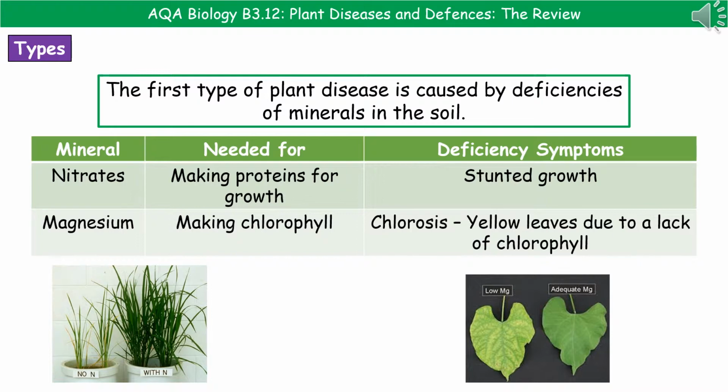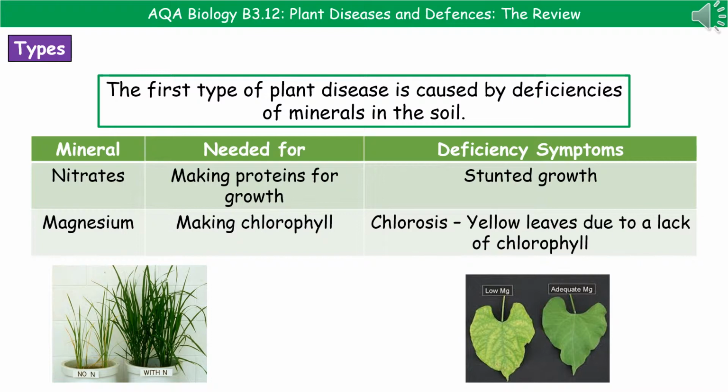and therefore they show deficiency symptoms. For AQA, there are two minerals you need to know about. The first one is nitrates, and the nitrates are needed to make protein so the plant can grow. So a lack of nitrates means that they've got stunted growth, and you can see that in the picture in the bottom left. The second one is magnesium, which is needed to make chlorophyll in our plants.